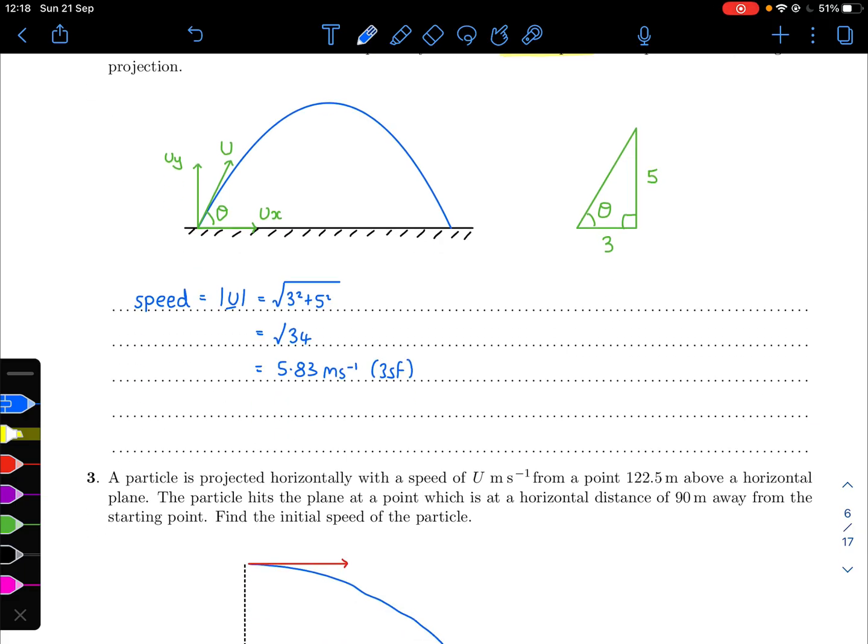and then for the angle we're just using trig. We were given the opposite and the adjacent, so best to use those rather than use the hypotenuse that I've just worked out. That angle must be the inverse tan of 5/3, which gives me 59.0 degrees to 3 sig fig.